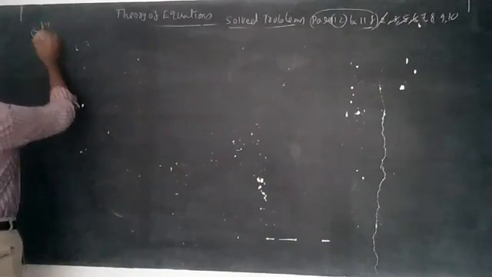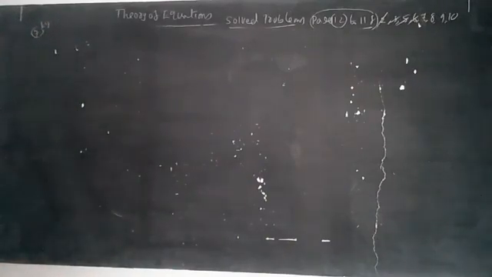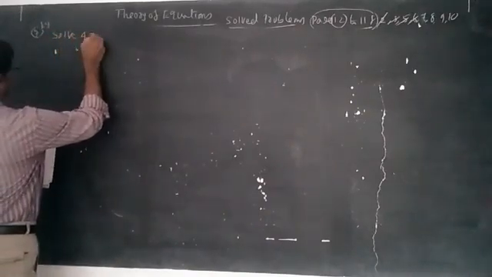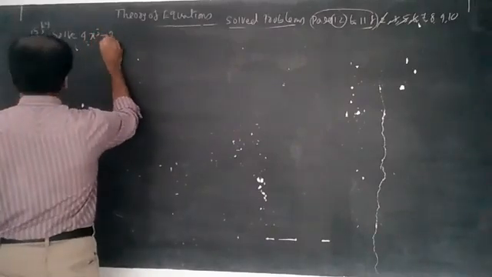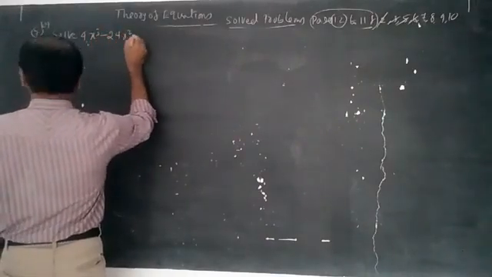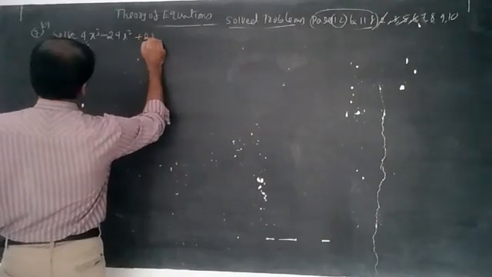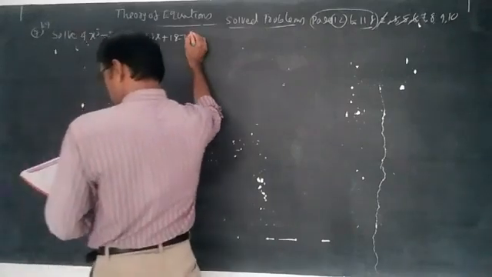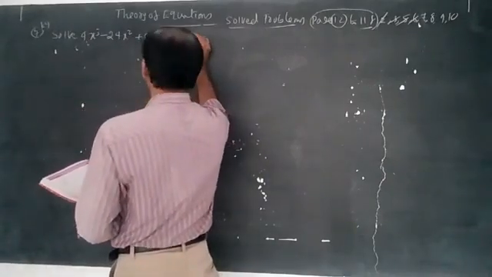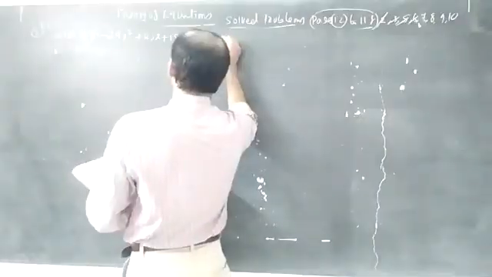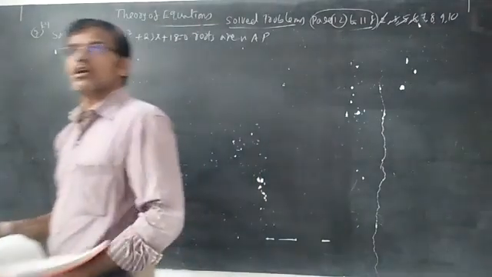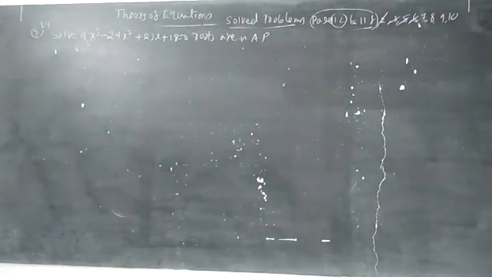Example 7. Solve 4x cube minus 24x square plus 23x plus 18 is equal to 0, given that the roots of this equation are in arithmetic progression. Roots are in AP for the equation.